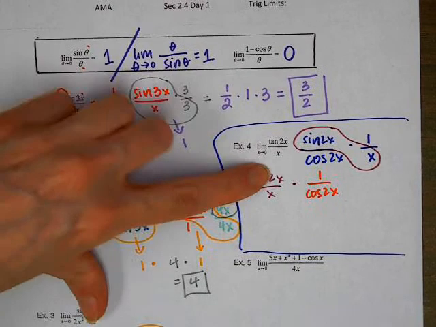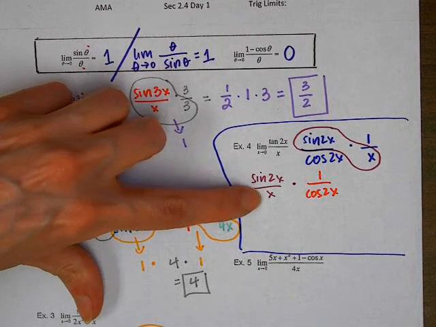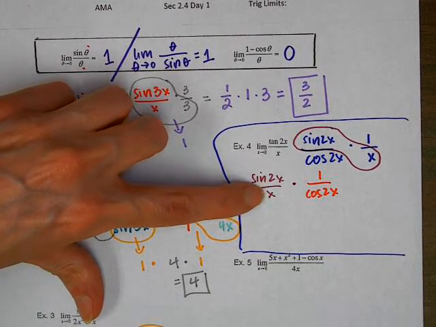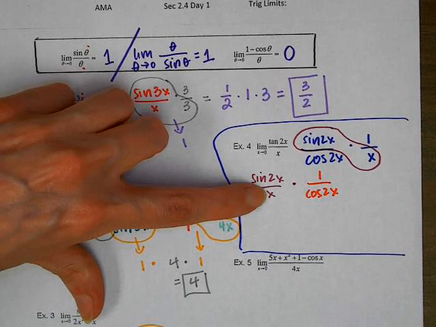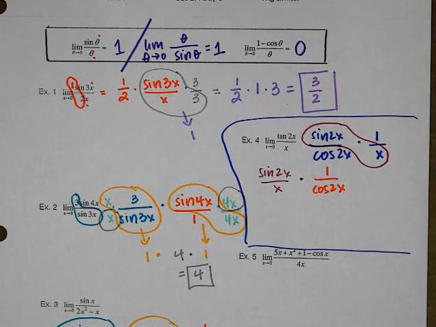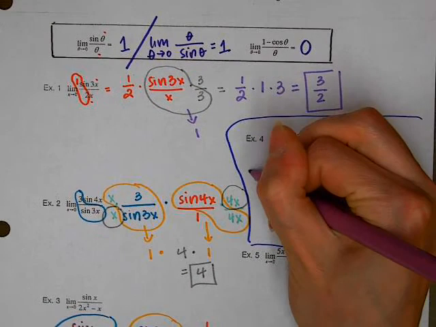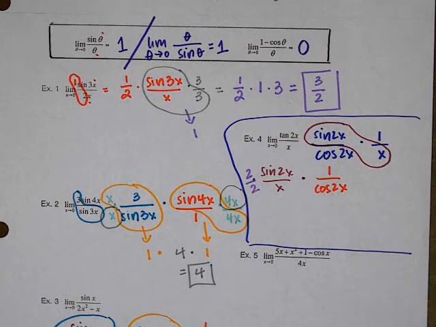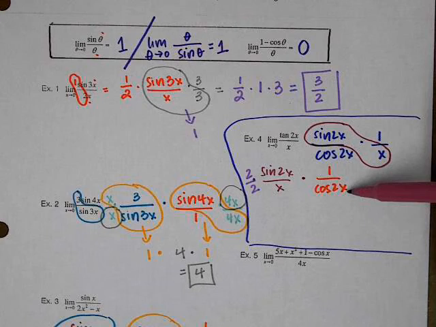Okay, now we have a problem because these are not equal. And in order to make them equal, we need to multiply by 2. So I'm going to multiply this fraction by 2 over 2. This one, actually, we can just plug in 0 because cosine of 0 is 1. So this one, we don't have a problem.